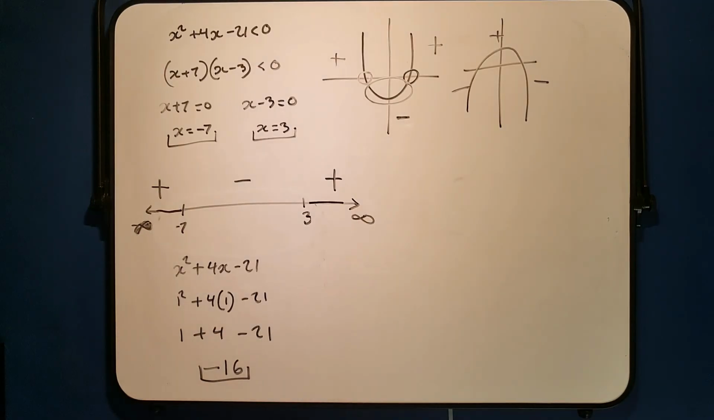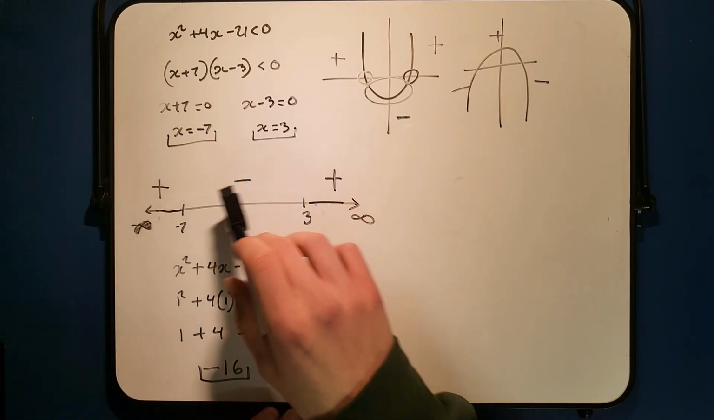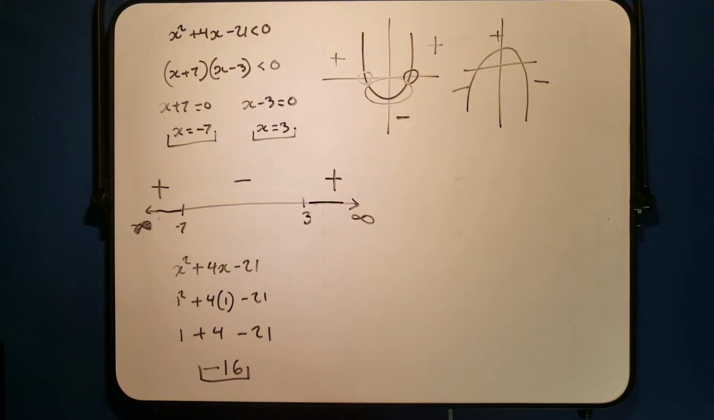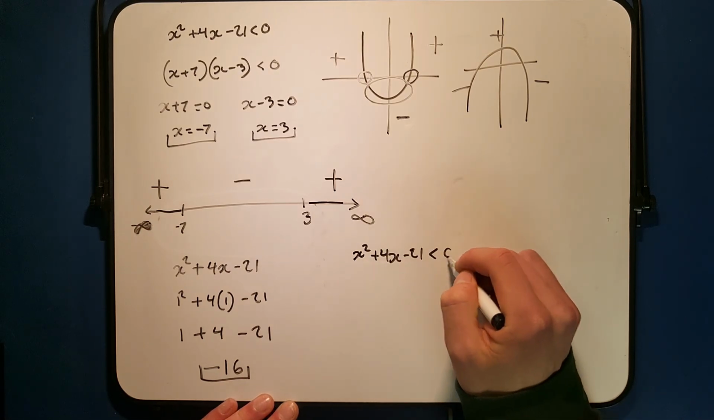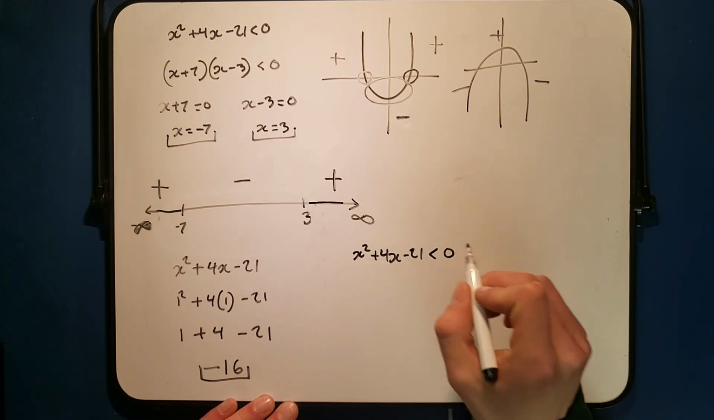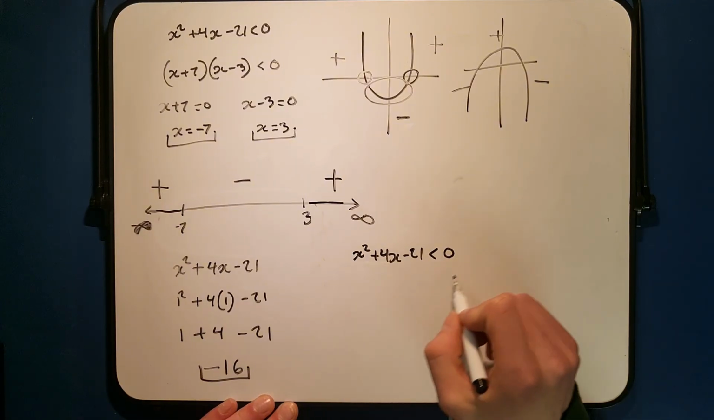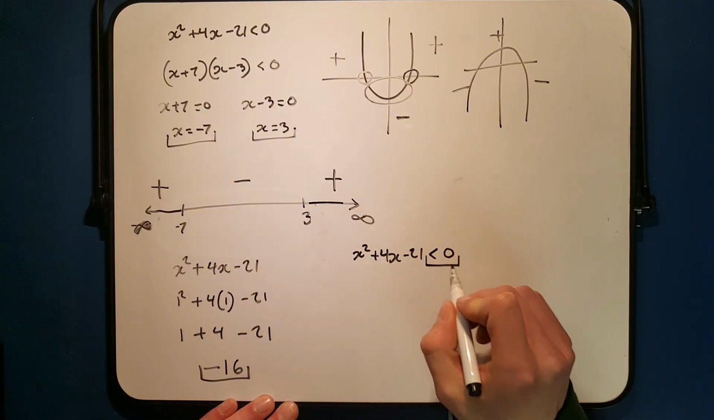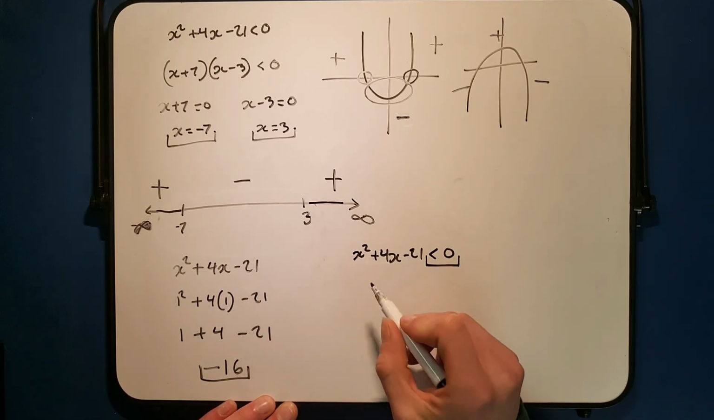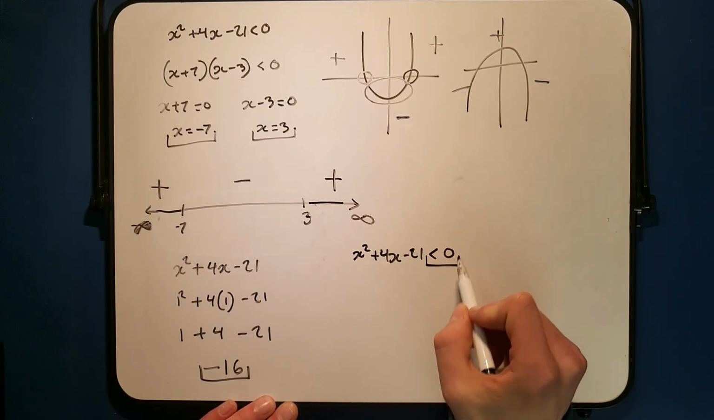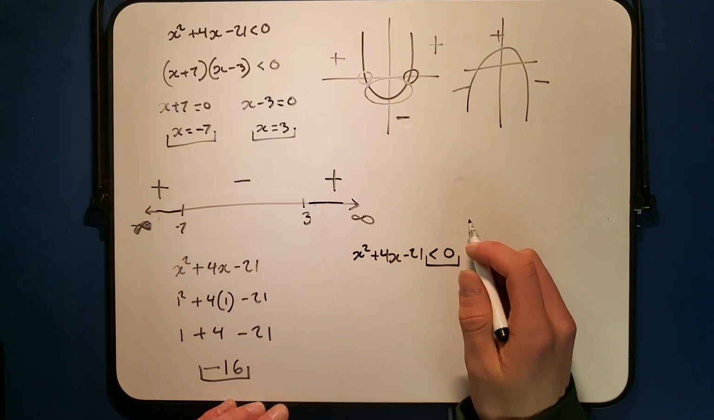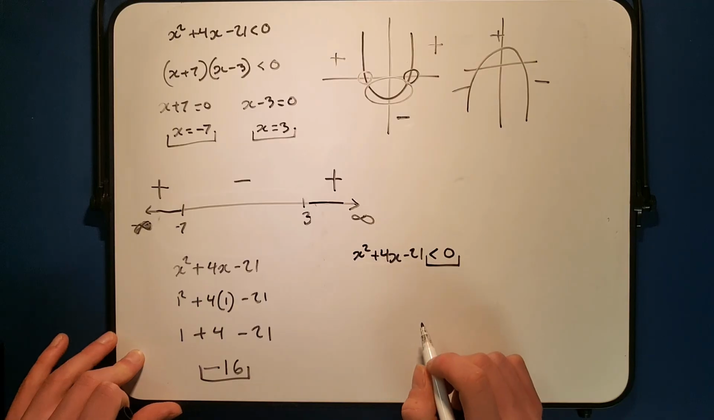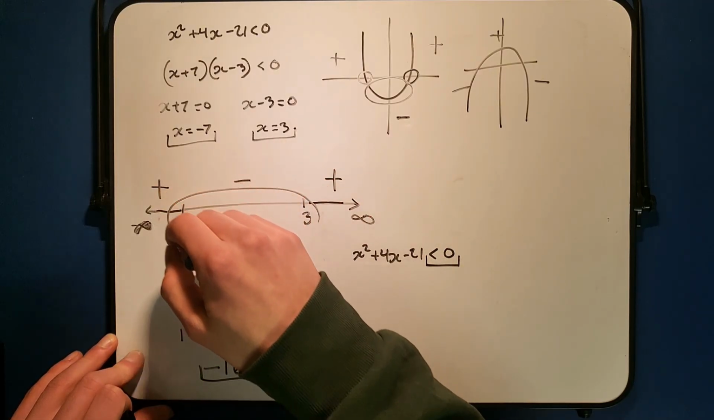Great. The last step, once we know our signs for the quadratic, is to find what x values will give us this inequality. So x squared plus 4x minus 21 is less than 0. So the question is, what values of x will give us a number that is less than 0, okay? So the number we plug in for x can be positive, but the result of this has to be less than 0, meaning it has to be a negative number. So we know that the values of x that we can use have to fall in this area.